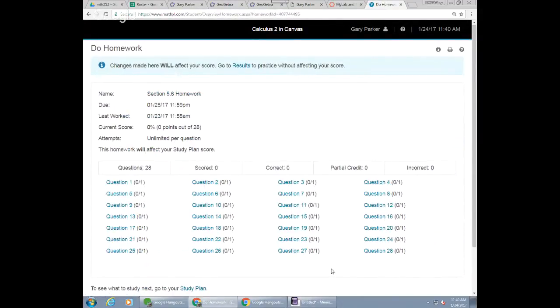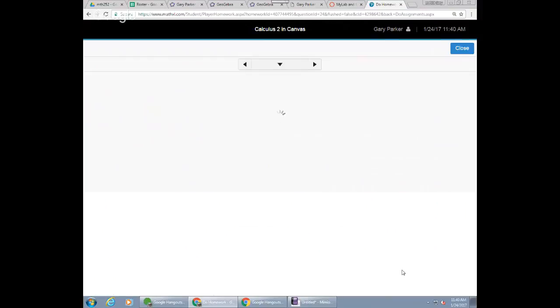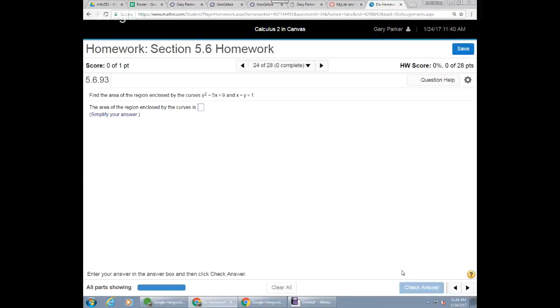All right, so somebody pick a number in the 20s. Let's go with 24. 24 has lots of divisors. It's a lovely number. Okay, find the area of the region enclosed by y squared minus 5x equals 9 and x minus y equals 1. Oh, so we have a sideways parabola there. Okay, that's a good one. Let's take a look at 25. 25 has us working with natural logs, which is always interesting.